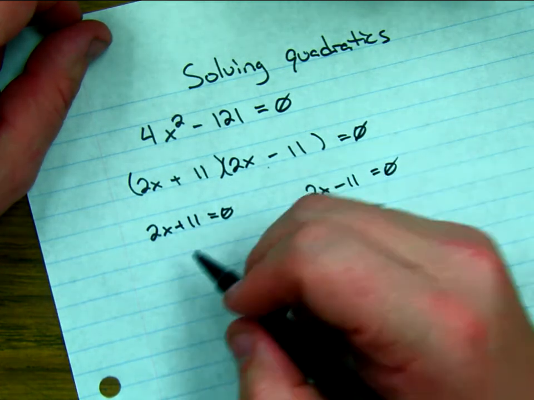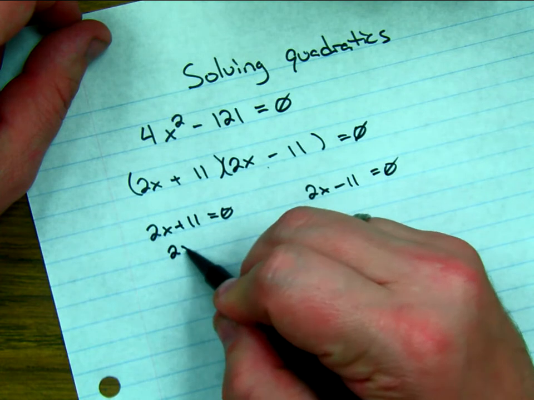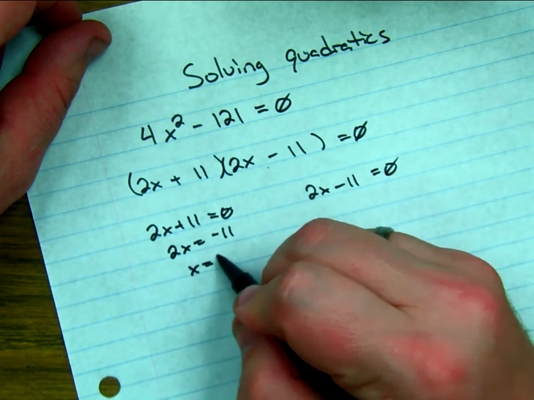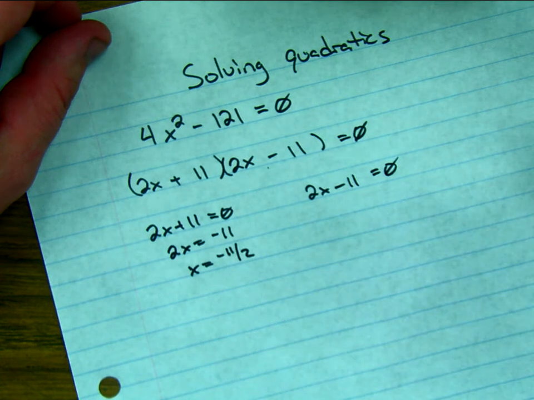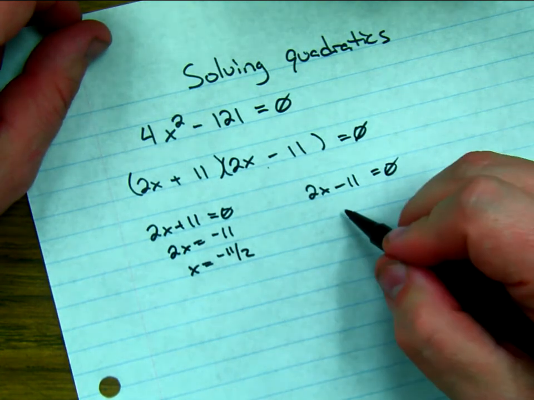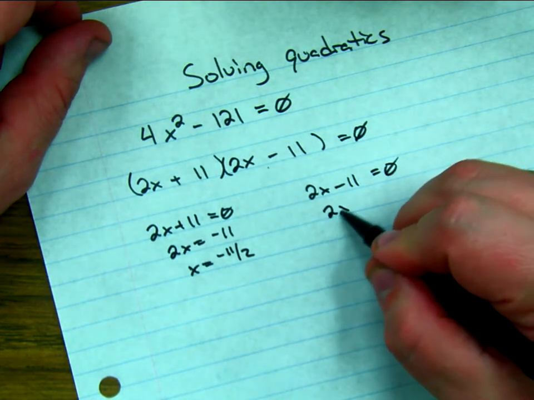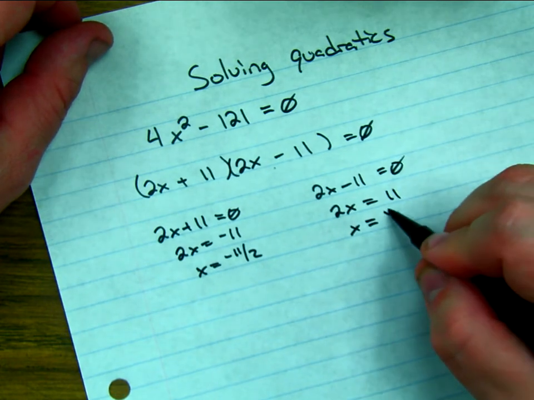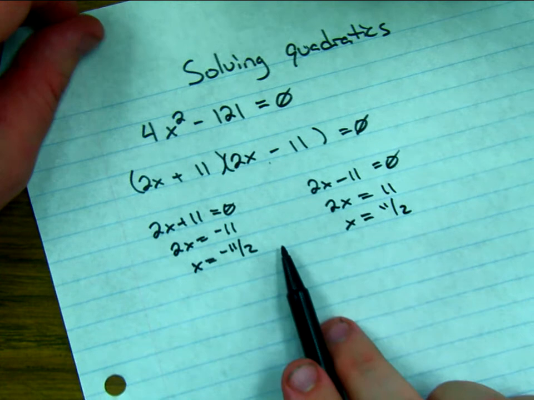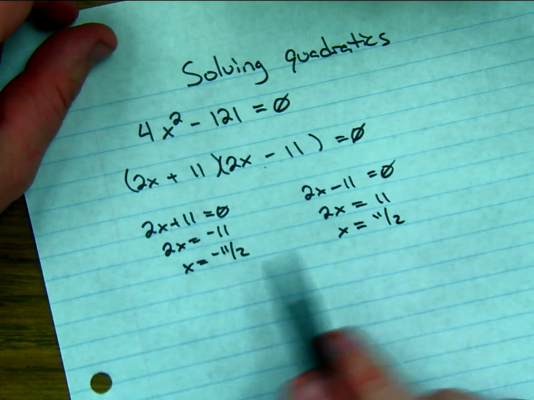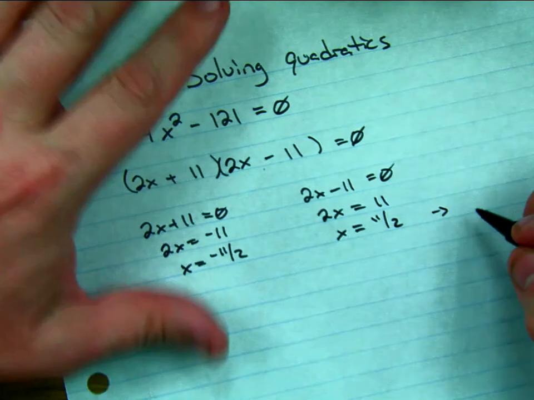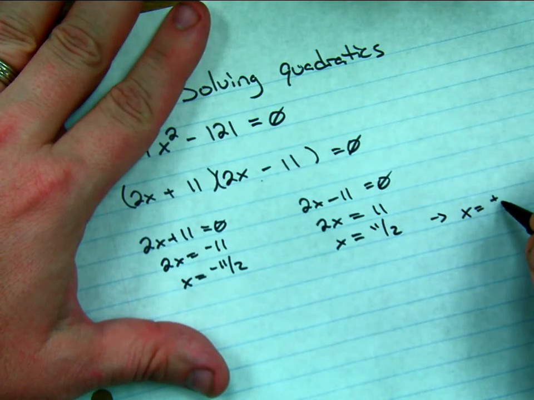On the left, the way I would solve that is by subtracting 11. Thus 2x would equal negative 11. Dividing by 2, x equals negative 11 halves. On the right, I would start by adding 11 to both sides. 2x equals 11. Dividing by 2, x equals 11 halves. So we have two answers, negative 11 halves or 11 halves, which sometimes you might see written as x equals plus or minus 11 halves.